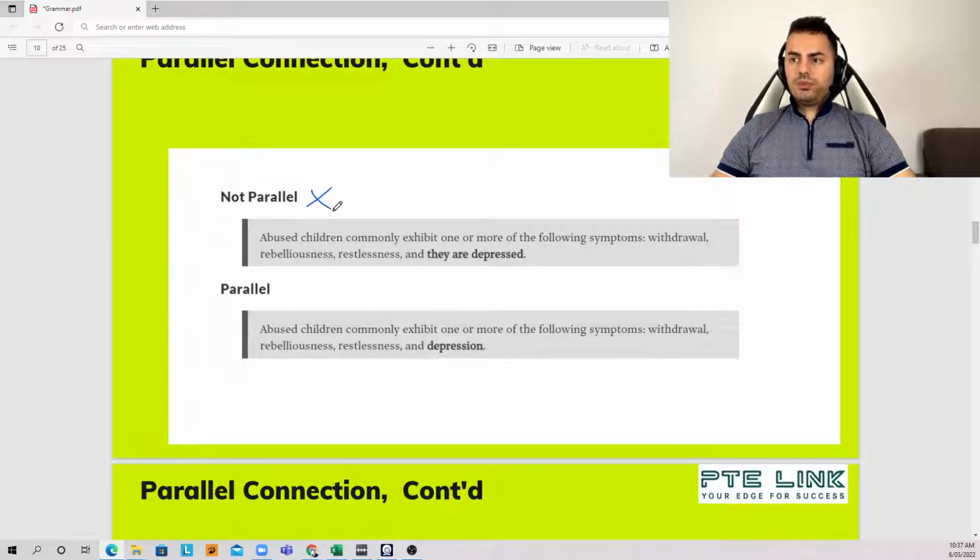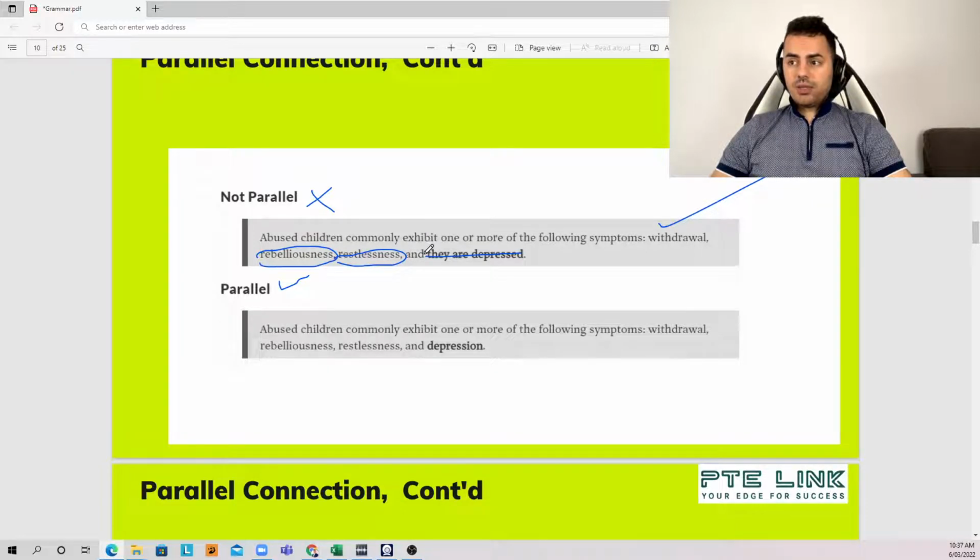This one is a wrong form. This one is the right form. "Abused children commonly exhibit one or more of the following symptoms: withdrawal, rebelliousness, restlessness, and they are depressed." Wrong. Because those three words or phrases, one, this is an adjective. Two, this is an adjective. So the third one, the last one in your list, must be an adjective. You can't put a sentence. Yeah? You can't put an independent clause because they won't be parallel anymore.